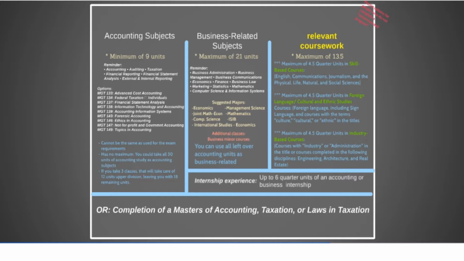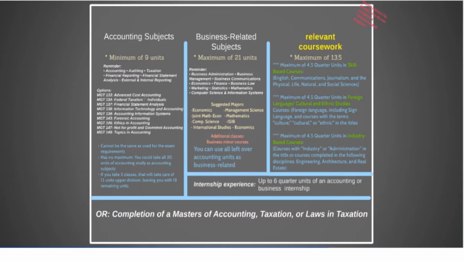All courses that are industry-based courses have to be completed within the realm of engineering, architecture, or real estate. And like I said, this is only going to come to play if you didn't complete a business-related subject as a major program. Additionally, you can take up to 6 quarter units of an accounting and business internship, and you can go through our academic internship program in order to figure out how you can make these internships count.